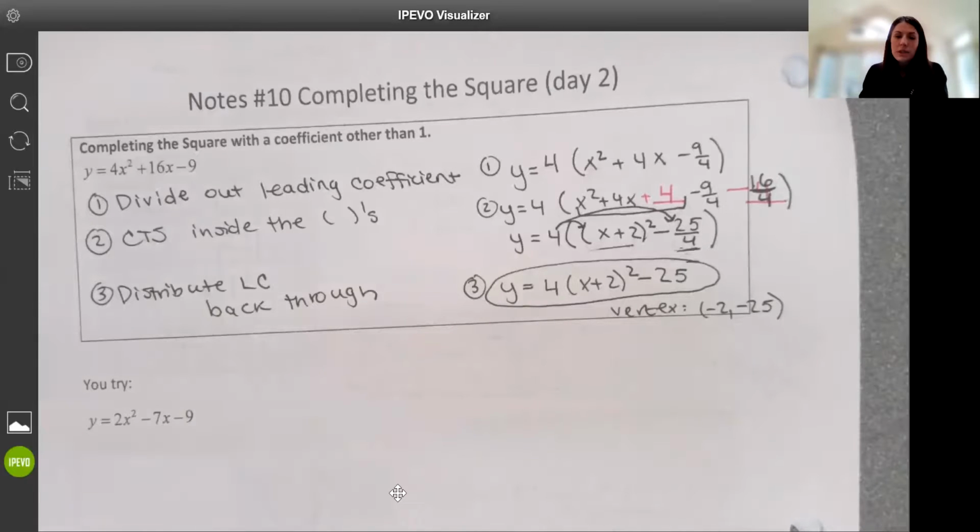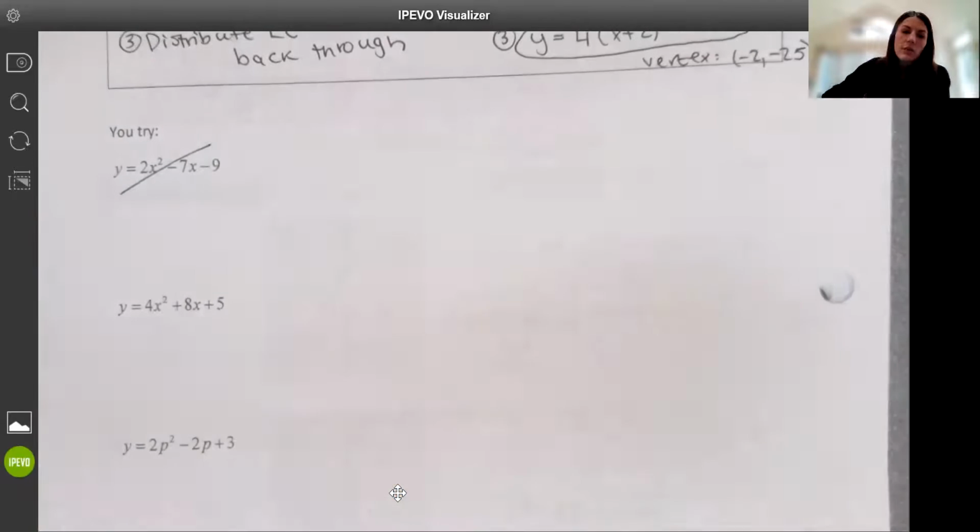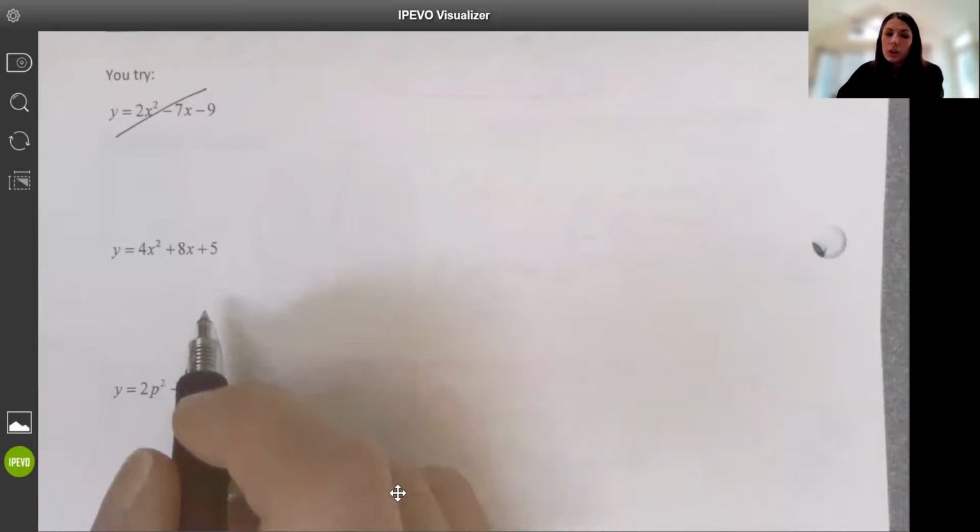So let's look at a few more examples of quadratics that have coefficients. Now I'm just going to cancel that one right out. I do not like how that one worked out. So we're going to skip to the second example here.